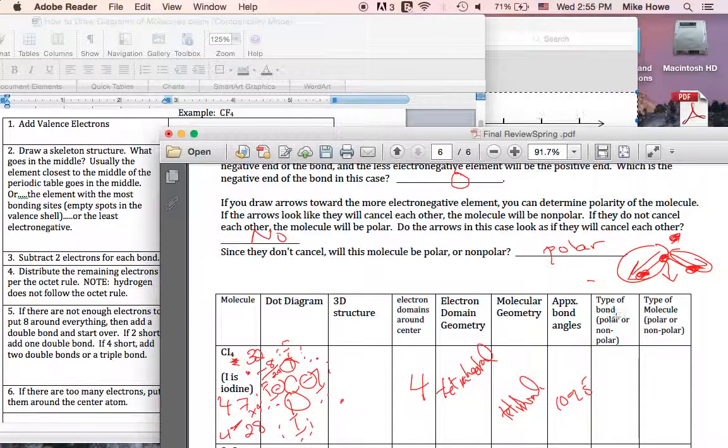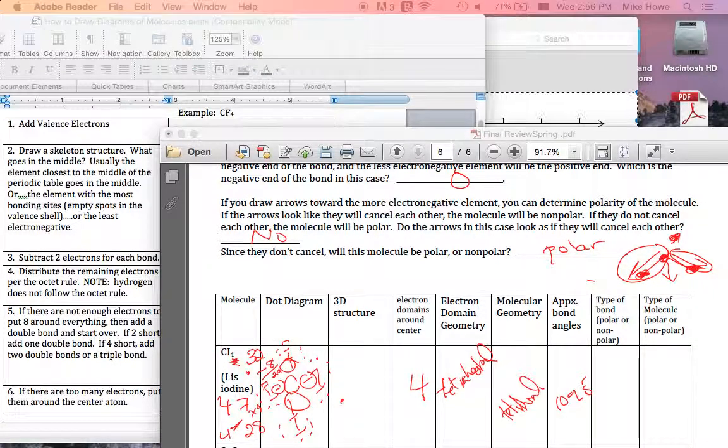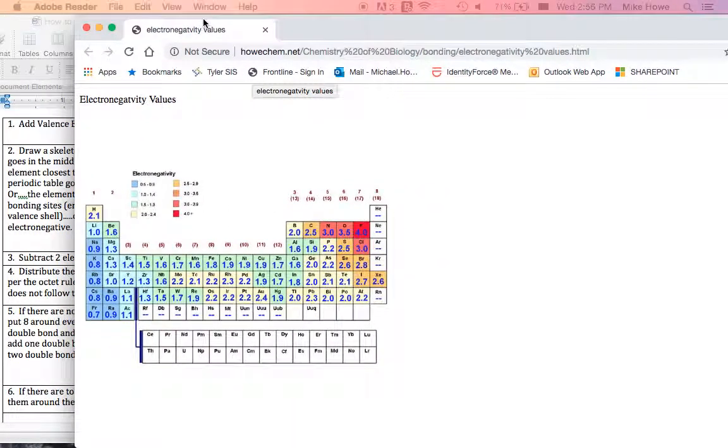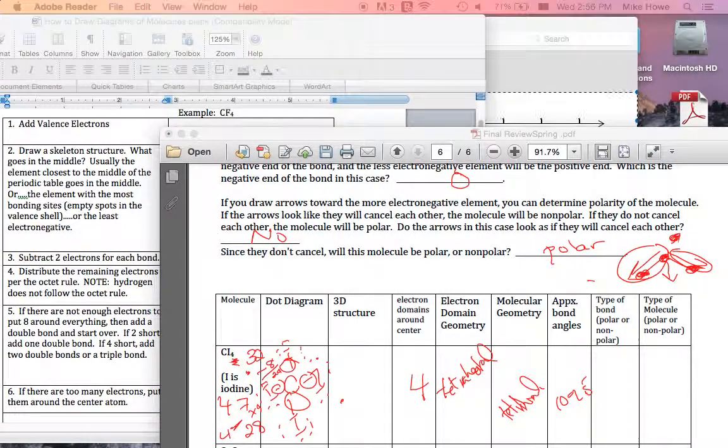Now the type of bond, polar or nonpolar, you have to look at electronegativities. So let's pull up our electronegativity chart, which I have sitting on the sidelines here. So here we go, the electronegativity chart. We're looking at carbon compared to iodine. So 2.5, 2.7. We would say each one of these bonds is nonpolar because the difference is only 0.2. Okay, so we'd say that is nonpolar.